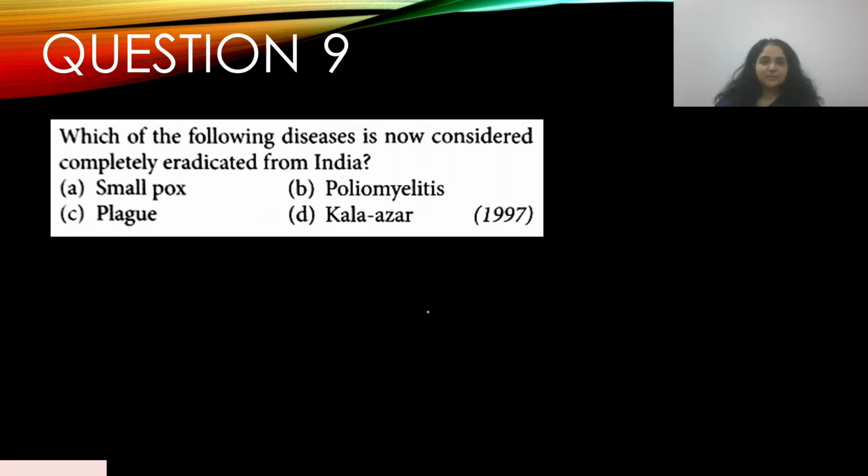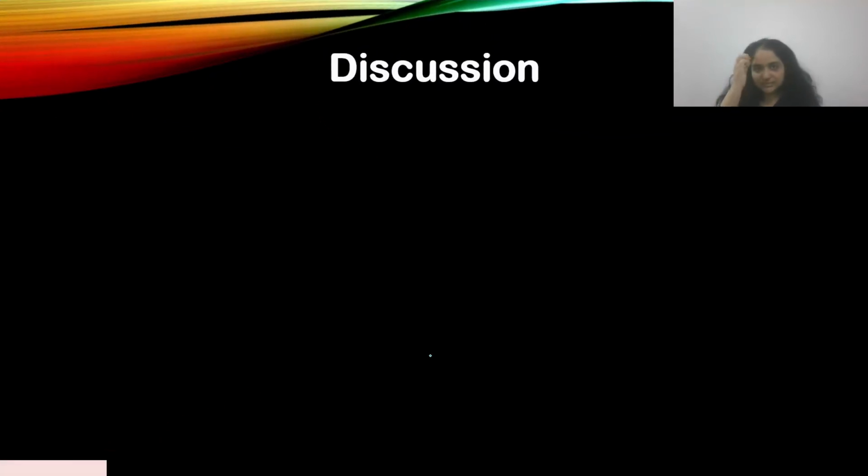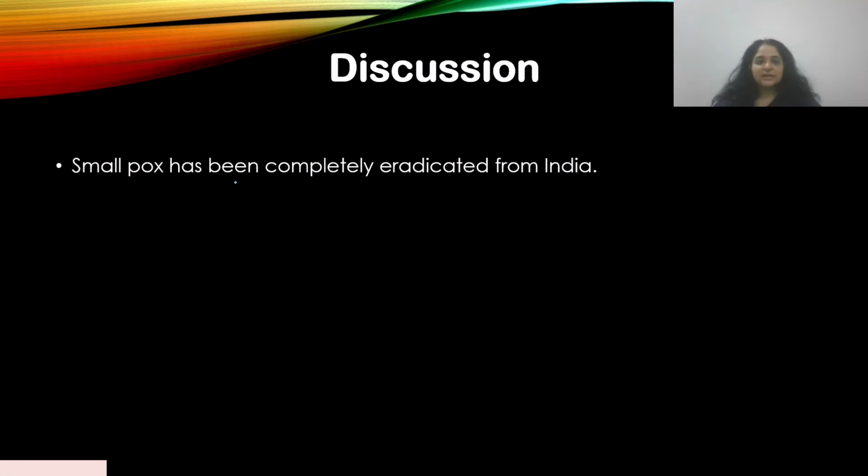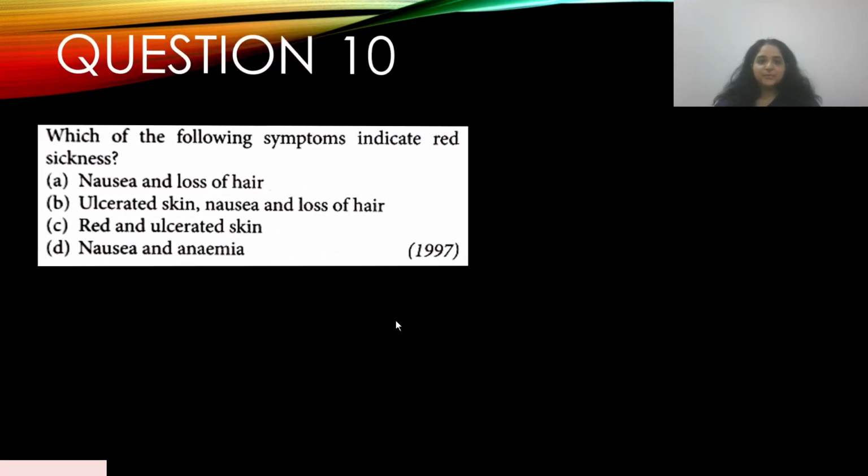Okay, question number 9. Which of the following diseases is now considered completely eradicated from India? This appeared in 1997. So we have A, smallpox, B, polio, C, plague, and D, Kala-Azar. Kala-Azar, remember we discussed that in the beginning. Again, this is fact based. It's A, smallpox. Smallpox has been completely eradicated from India. So the answer is A. There were successful mass vaccination programs which eradicated it completely from India. Let's move on.